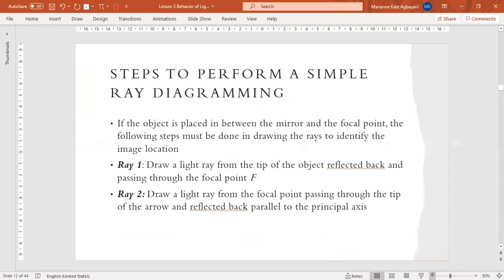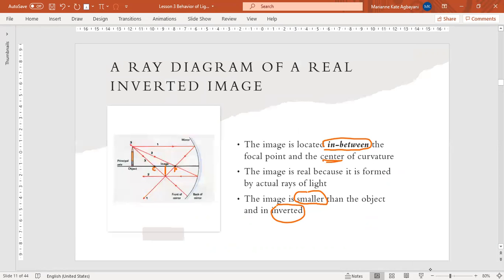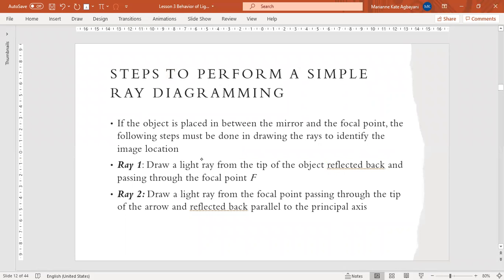For ray diagramming, two steps to perform our simple ray diagram. By the way, yung kanina, take note this is for a real inverted image. So yung image will be inverted. Steps to perform a simple ray diagram: if the object is placed in between the mirror and the focal point, these steps must be done in drawing the rays to identify the image location.